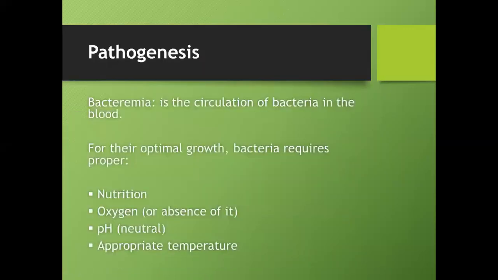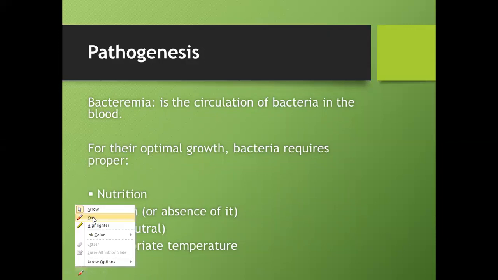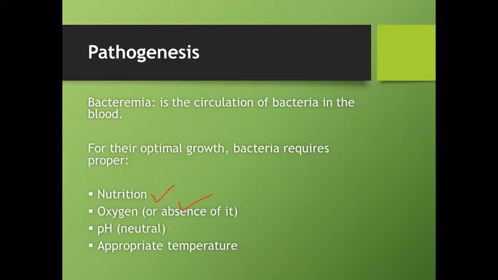In terms of pathogenesis, bacteria getting to the blood causes bacteremia, which will be systemic. However, we also have some local infections by bacteria, for example, that can cause a boil or other things. For the bacteria to grow well, they require nutrients, oxygen or absence of it depending on the type, a neutral pH, and an optimum temperature.